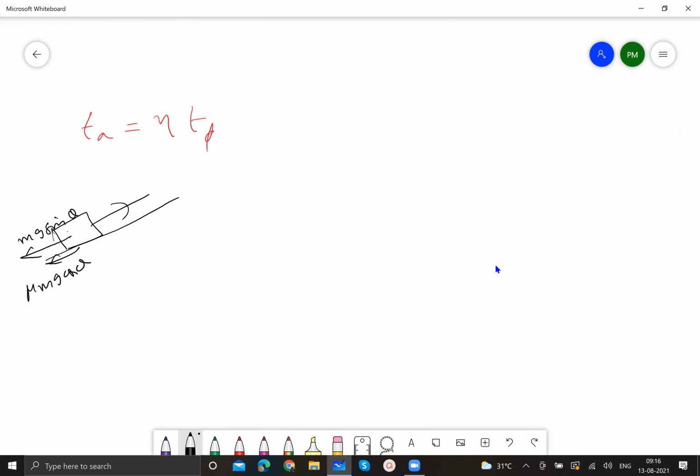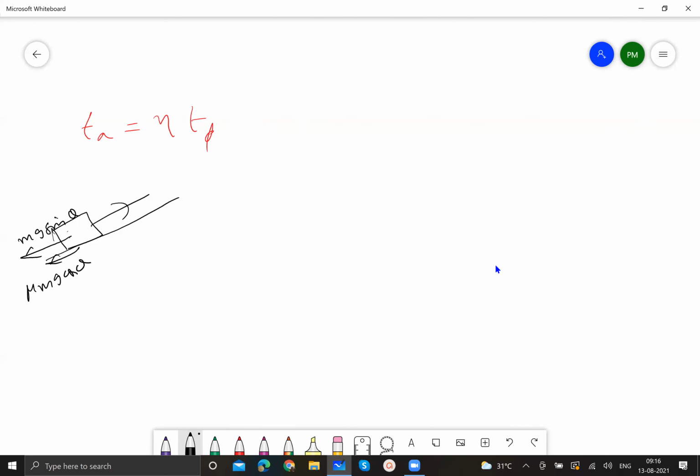So it is given that time of ascent is equal to eta times the time of descent. I'm not deriving them. Only thing I can show you is whenever a body is attempted to move up the plane, mg sine theta and frictional force, mu mg cos theta will be acting down the plane.